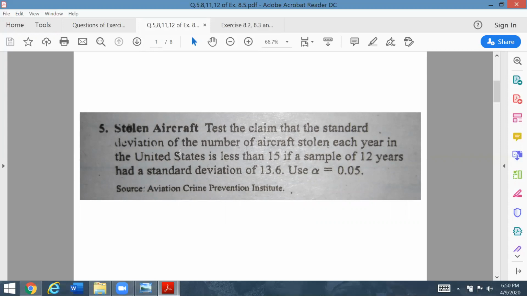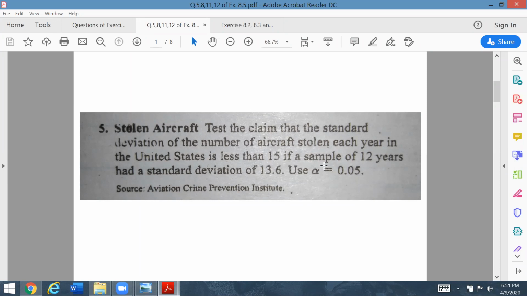Because these things will matter to you later. From here you have to decide yourself which distribution we are to use. The question will not tell. So we are talking about the standard deviation of the number of aircraft stolen each year in the United States is less than. The less than symbol always comes where? In the H1. Okay? Less than 15. This is the value of standard deviation he talked about. The standard deviation sigma, the population's standard deviation, is less than 15.